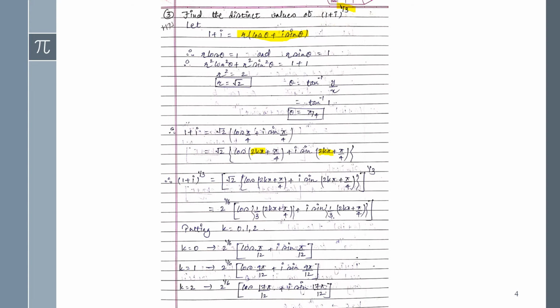And now next, that will be root 2 whole raised to 1 upon 3. I'm just separating the terms, separating the power. So 2 raised to 1 upon 2 multiplied by 1 upon 3, so it will be 1 upon 6 power. And this one, applying De Moivre's theorem, so that will be cos of (2kπ plus π by 4) upon 3, but I have written here 1 upon 3.